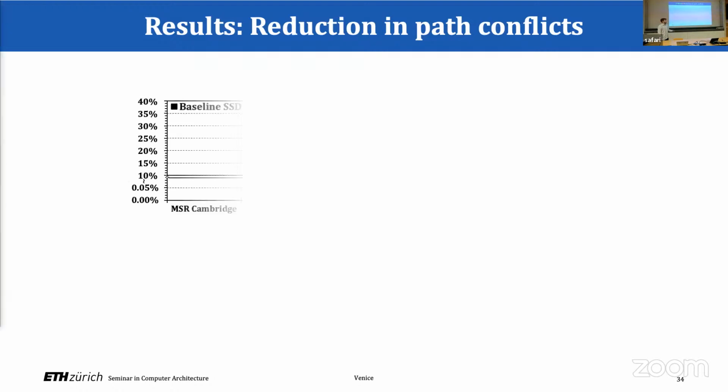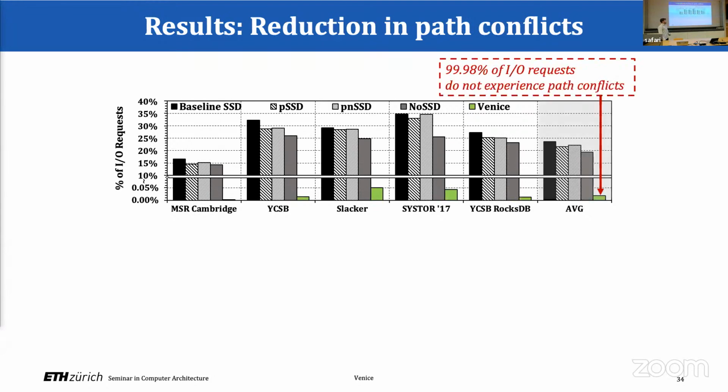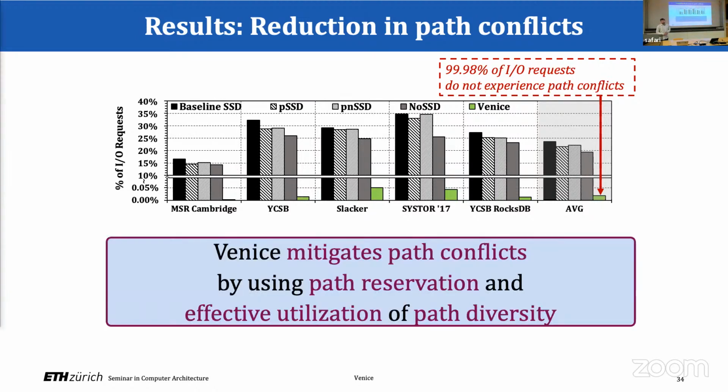Now, one important thing is how well does it actually reduce the amount of path conflicts? And I can say it does very well. You can see the rate here. In 99.98% of the cases, IO requests do not experience a single path conflict, which is really astonishing. And therefore, it succeeds in mitigating path conflicts by using the previously presented path acceleration and utilization algorithm. There is still some room to grow.